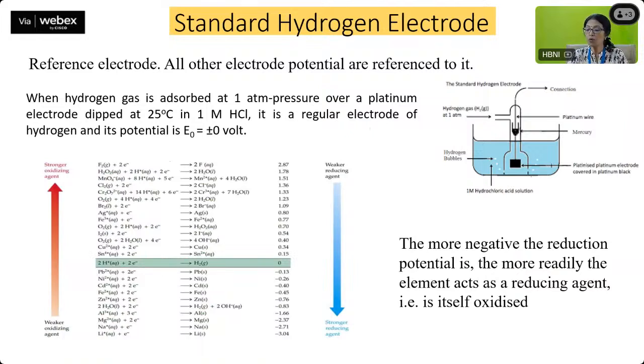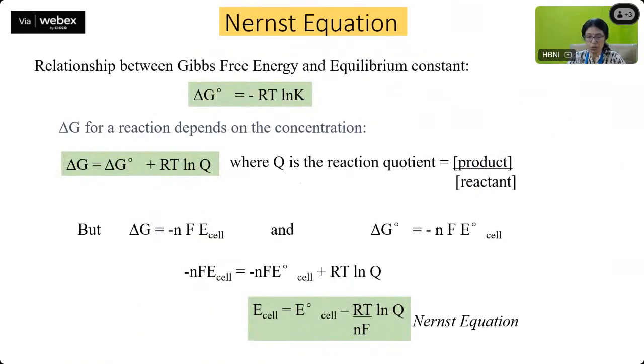And I have to note that the more negative the reduction potential is, the more readily it acts as a reducing agent. So it itself is getting oxidized. This you have to remember whenever you have two different metals dipped into a solution of the electrolyte, which is going to get oxidized and which is going to get reduced. It depends totally on this particular list, which shows what the electrode potential is with reference to the hydrogen electrode.